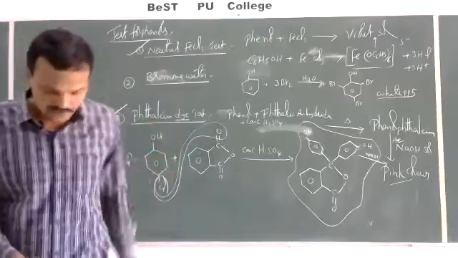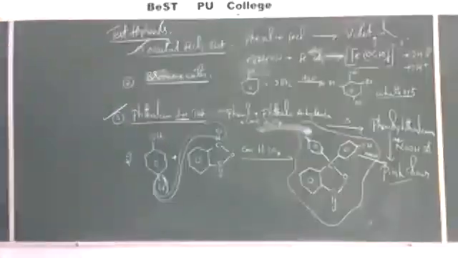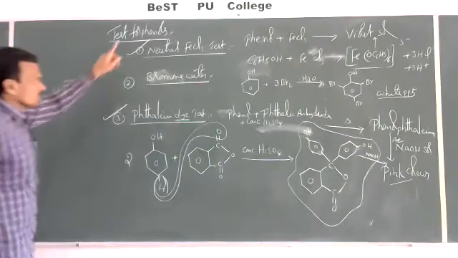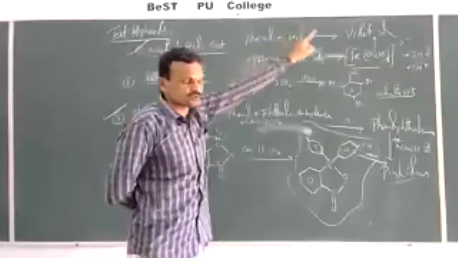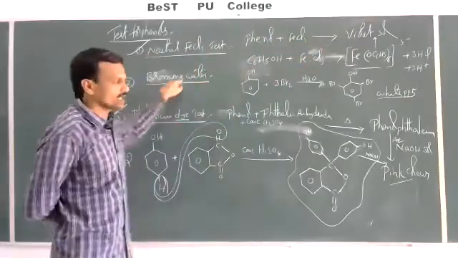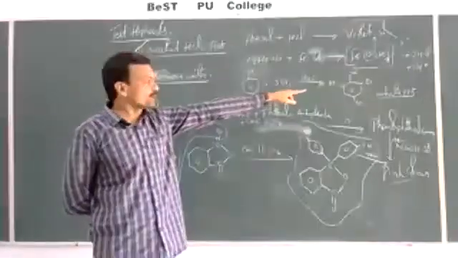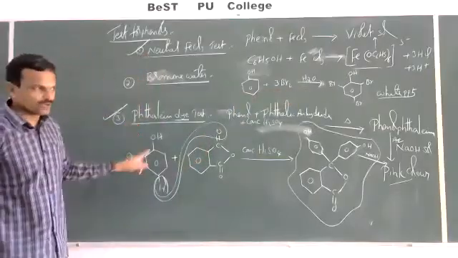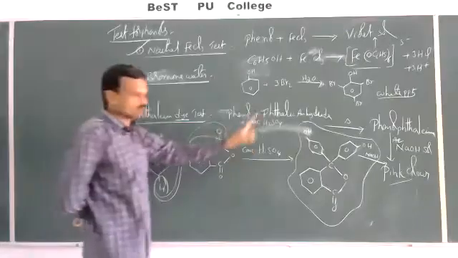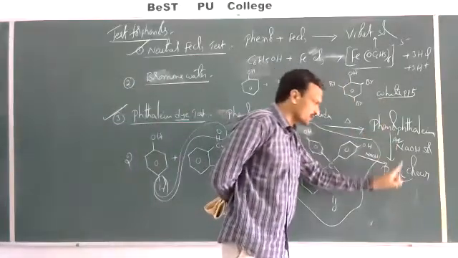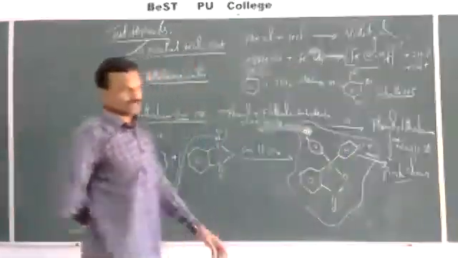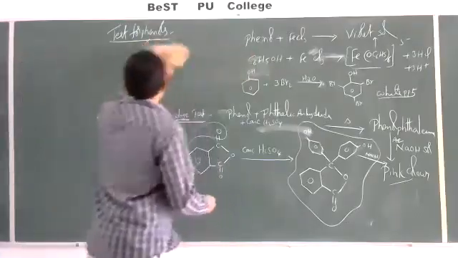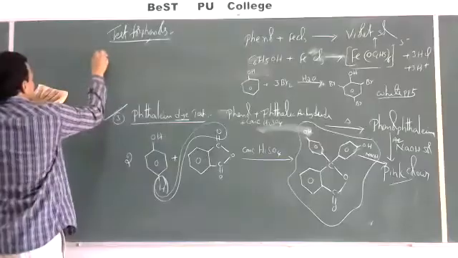And still one more test is there. With neutral ferric chloride, phenols give a violet color. With bromine water, they give a white precipitate of symmetrical tribromophenol. Thalein dye test: phenol plus phthalic anhydride plus H2SO4 gives phenolphthalein, and that phenolphthalein gives a pink color with strong base. And one more test is there, the 4th one, which is nothing but the Liebermann test.